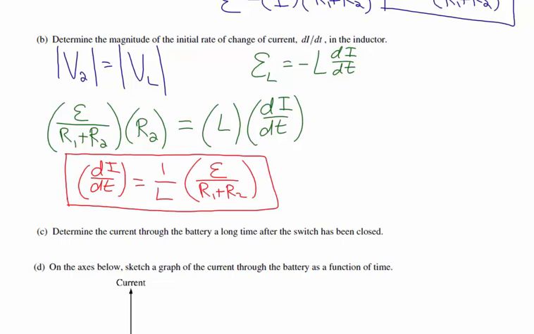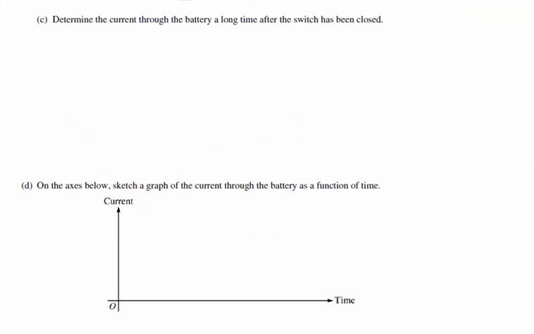That part of the question is not very difficult, but you have to recognize this equation. You either need to know that the voltage across the inductor is negative L di/dt, or you need to recognize that it's a given equation on the AP formula sheet. The third part of the question says, determine the current through the battery a long time after the switch has been closed. The current through the battery is the total current flowing in the circuit.